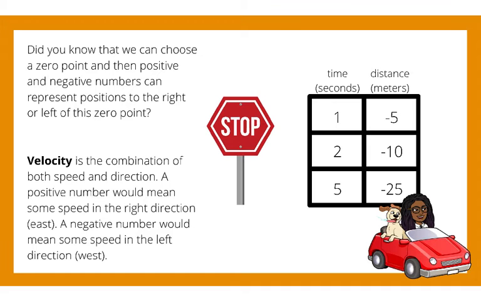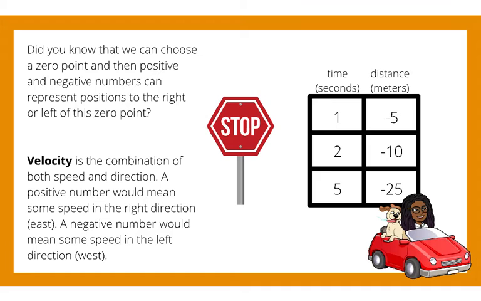Take a look at the table on the right side of your screen. You'll see time listed in seconds and distance listed in meters. In 1 second, we can travel -5 meters. So the first thing that I want you to understand is that our speed is 5 meters per second. Our velocity is -5 meters per second. What's the difference between those two terms? Velocity includes both speed and direction.